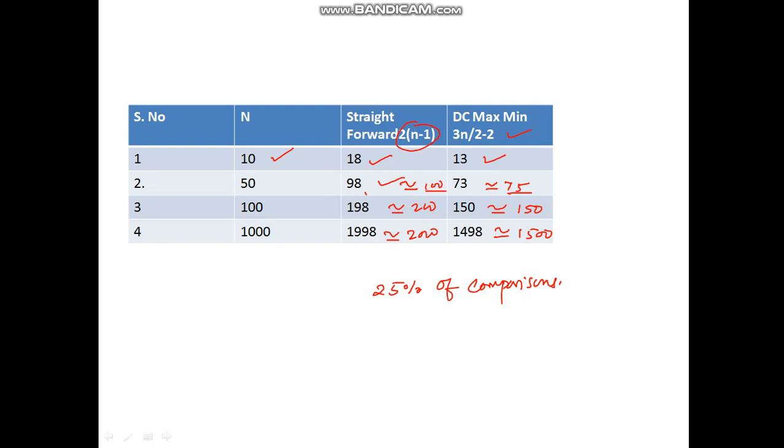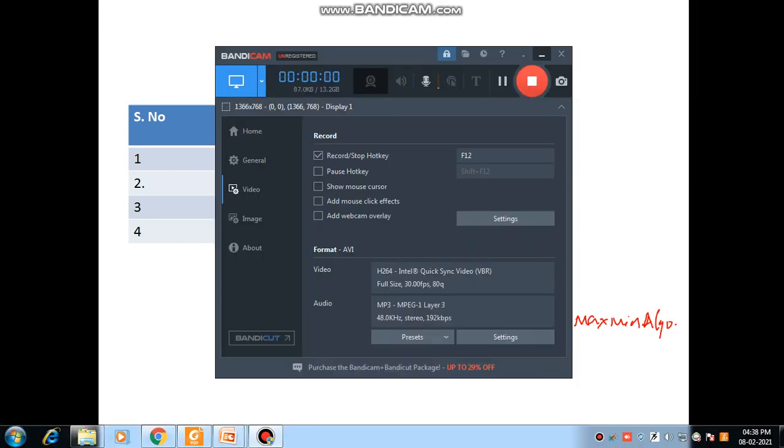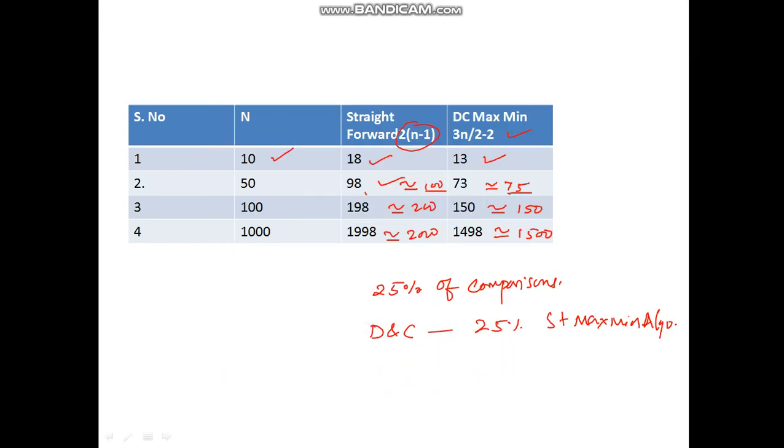So what we are doing is we are saving 25% of comparisons. So the divide and conquer maximum finding algorithm saves 25% time as compared to the straightforward maximum algorithm. So 25% amount of time is saved. So friends, with this we can conclude that the divide and conquer algorithm is performing better than the straightforward algorithm, which is a brute force algorithm.